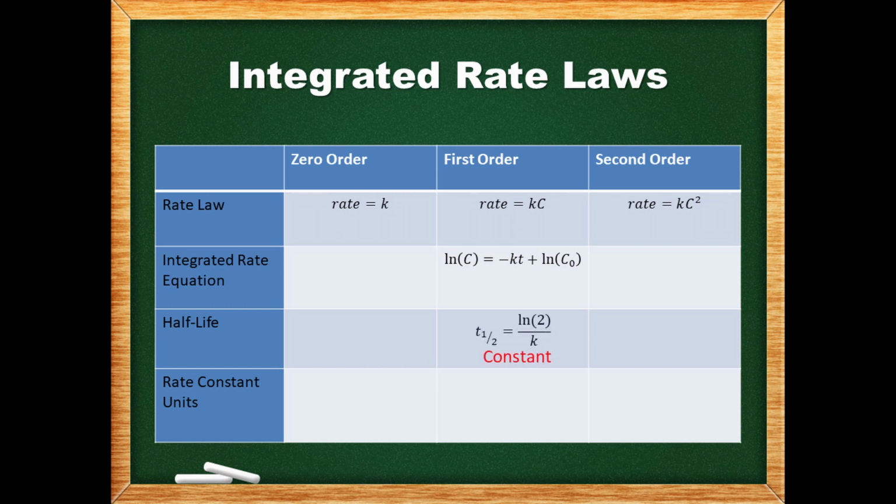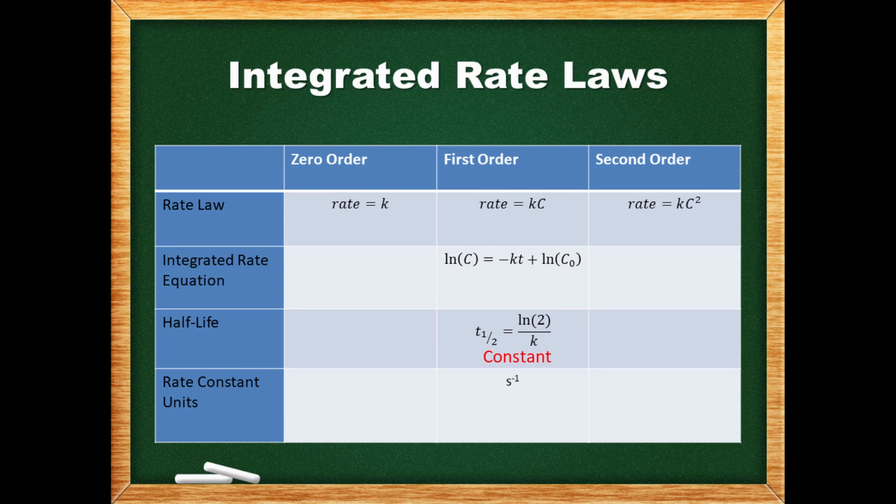For a first order reaction, the half-life is a constant value, the natural log of 2 divided by the rate constant. The half-life expressions can be derived by substituting 1/2 of the initial concentration in for the concentration and solving for the time. The unit for a first-order reaction rate constant is seconds to the -1.